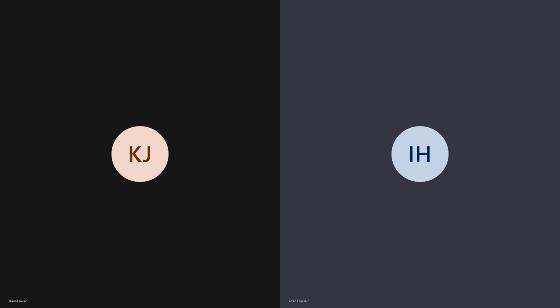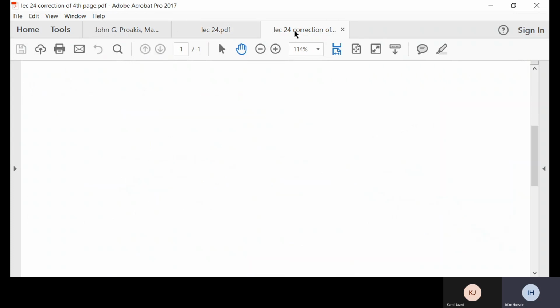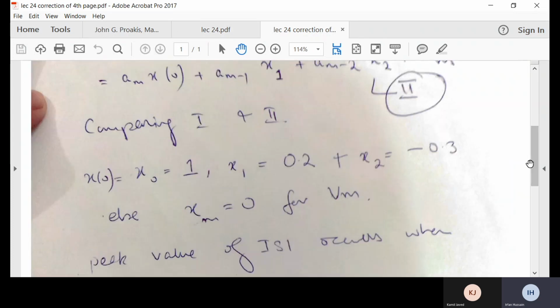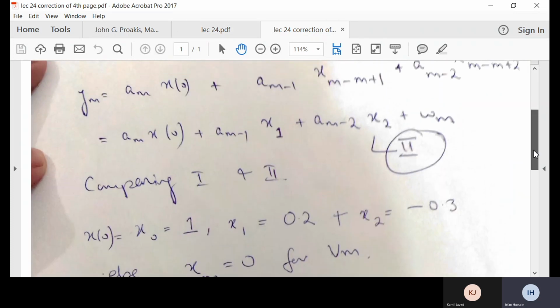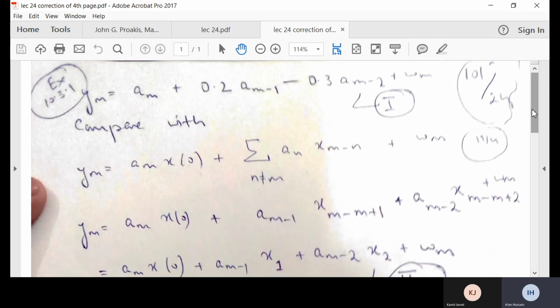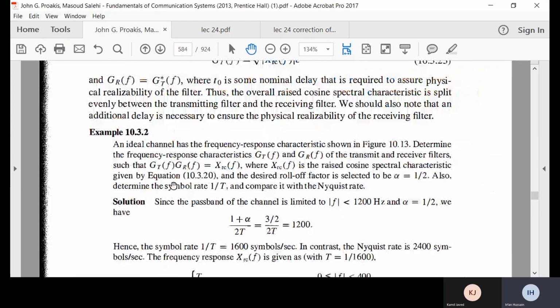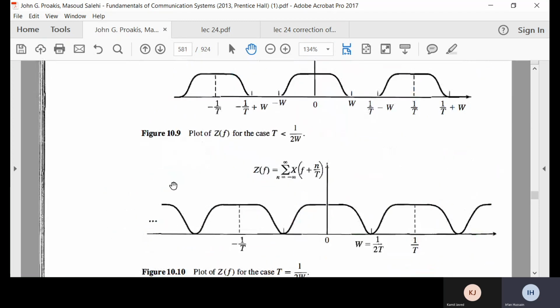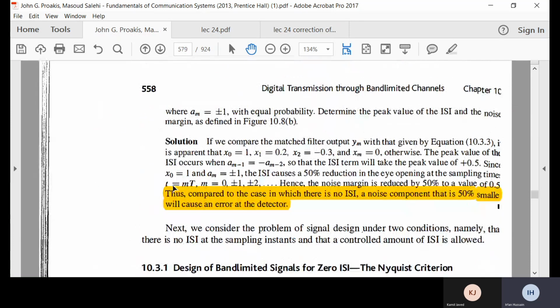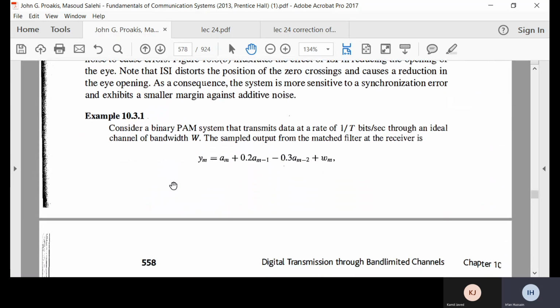Example 10.3.1. I have corrected its explanation so that it is a bit more understandable and those confusions are removed. Now, this is the equation that we are given in this example. You can see here, this example is from the book. Alright, so we try to understand this example of 10.3.1.